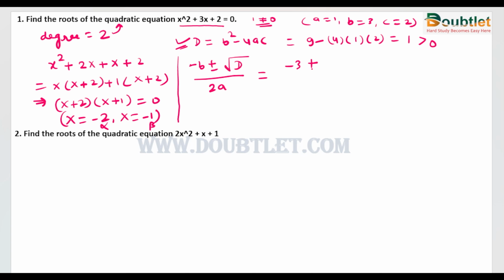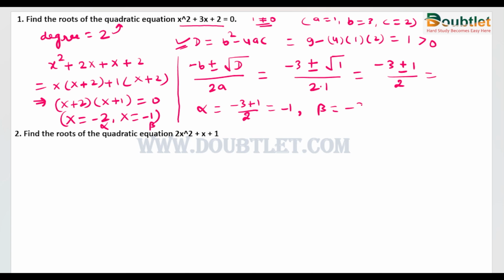So minus b is minus 3, under root of 1, divided by 2 into 1. If we solve this, this will become minus 3 plus minus 1 divided by 2. So we will solve differently for plus and minus. For the plus sign we get alpha. So this is minus 3 plus 1 divided by 2, so it will become minus 1. And for beta we will take the minus sign, so it will become minus 3 minus 1, which is minus 2. So from here we also get the value of alpha as minus 1 and beta as minus 2. We can exchange the alpha and beta. So this is how we have found the roots by Sridharacharya method.